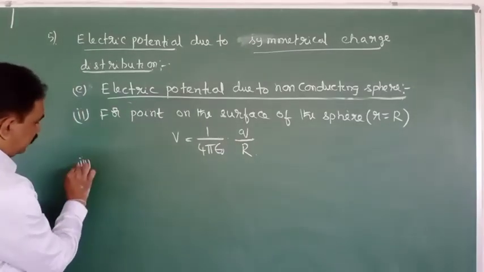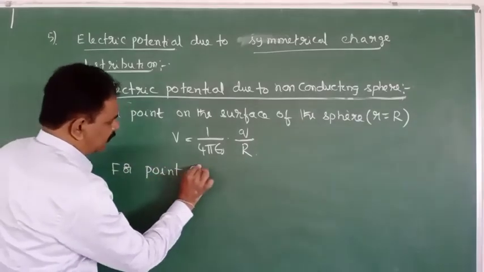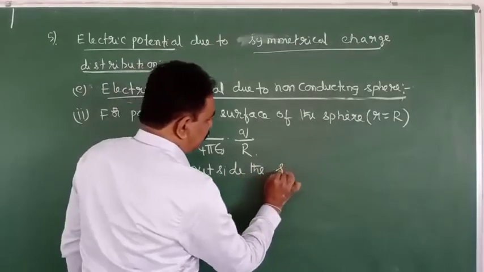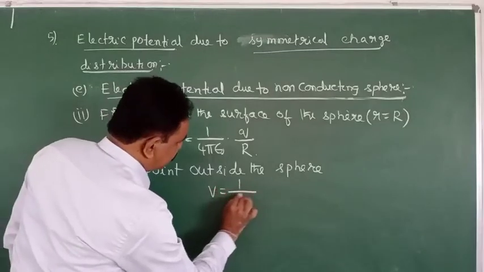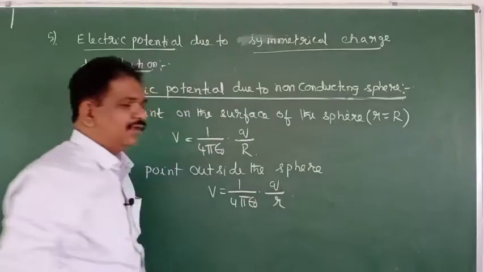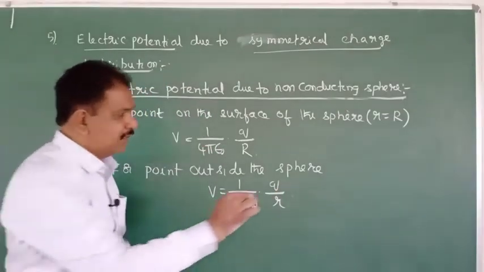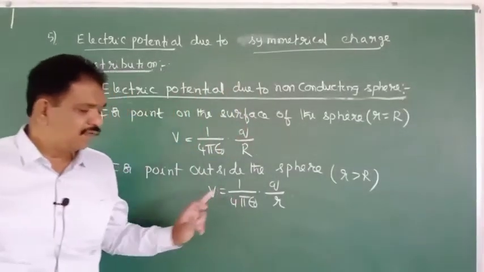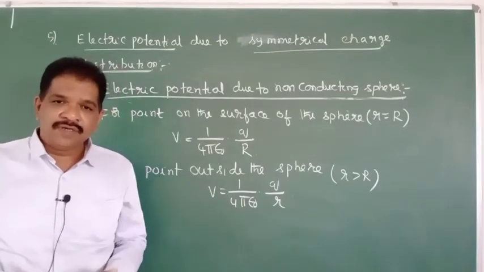Next, for a point outside the sphere, V is equal to 1 by 4 pi epsilon naught Q by r. These are the formulas. Clear? Understand? This is r greater than R. This is the formula.